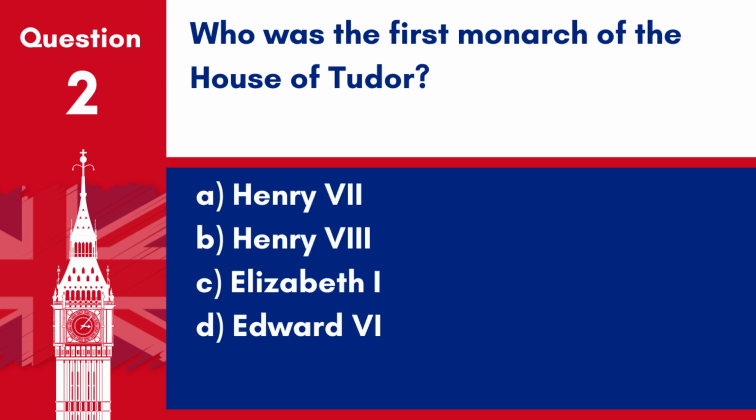Question 2. Who was the first monarch of the House of Tudor? A. Henry VII. B. Henry VIII. C. Elizabeth I. D. Edward VI.